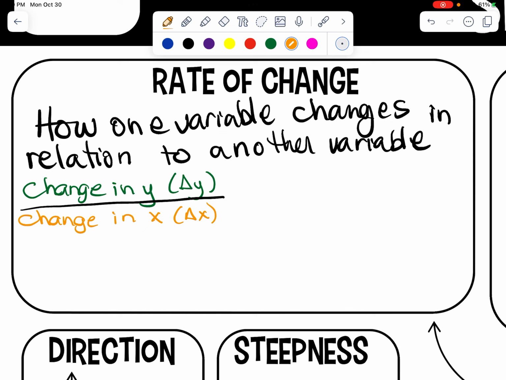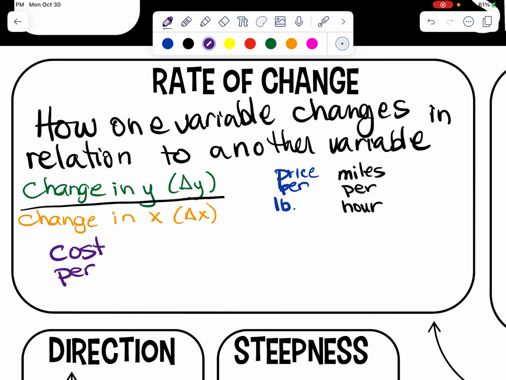Okay, some examples that we've talked about is price per pound. Or we could have done miles per hour. And remember, the reason I'm writing it like this is because the miles goes on top, per is the fraction bar, and then hour is on the bottom. So cost per month.